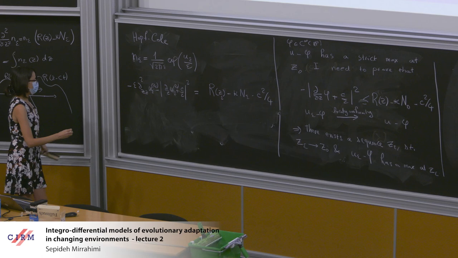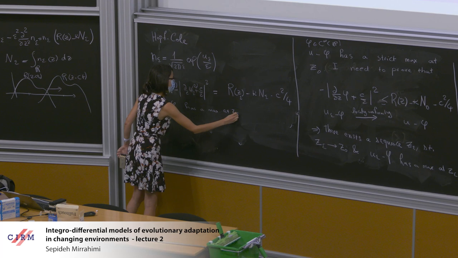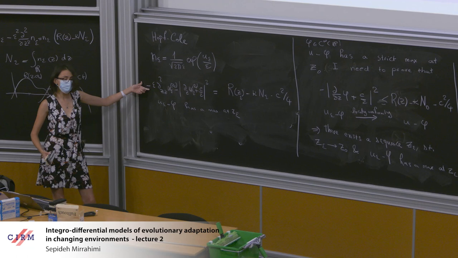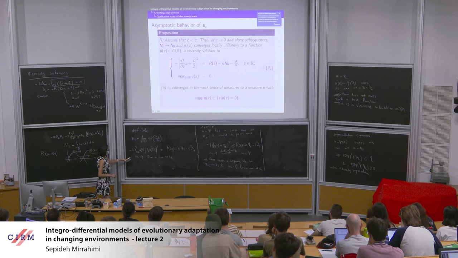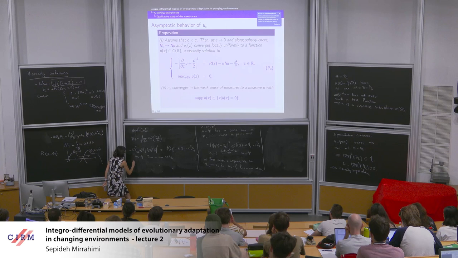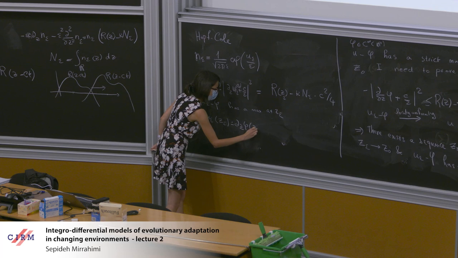And I use the fact that u epsilon minus phi has a maximum at z epsilon. And also I use the fact that this equation holds in a classical sense, and u epsilon is smooth as well. So u epsilon has a real second derivative. And since we have a maximum point at z epsilon, we can obtain that the derivative dz of u epsilon at the point z epsilon is equal to dz of phi at the point z epsilon, okay?